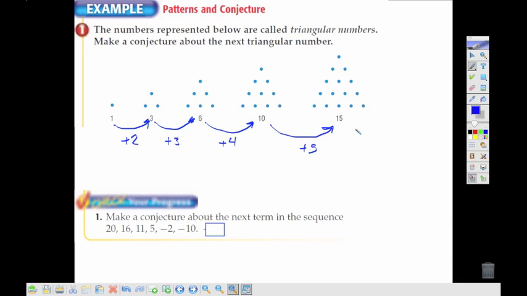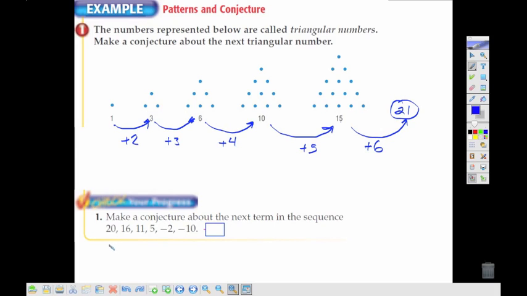If we were asked to give a conjecture without having to draw the total number of dots for the next figure, we could notice the pattern that we have +2, +3, +4, +5. We then see the pattern and say the next one must be +6, giving us 15 plus 6, which gives us 21. So we make a conjecture, a guess, that the next number is 21 based on inductive reasoning, where we look at and find the pattern.